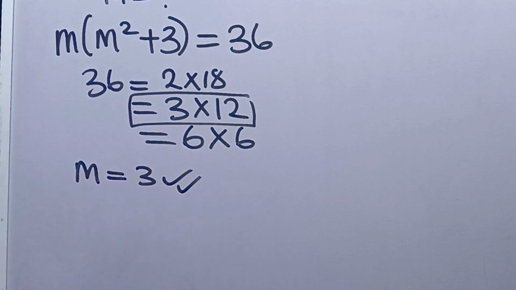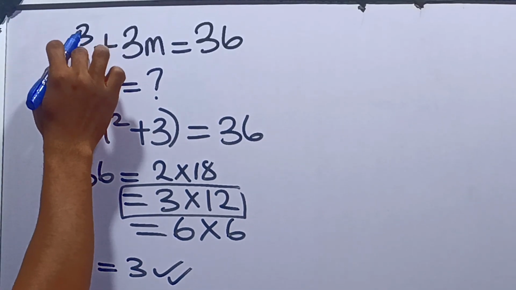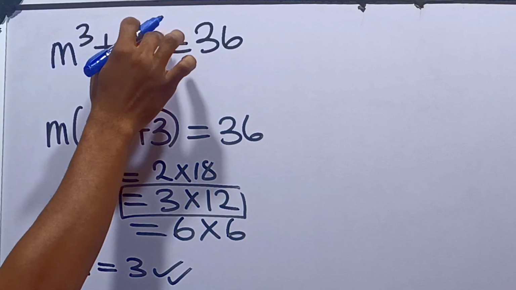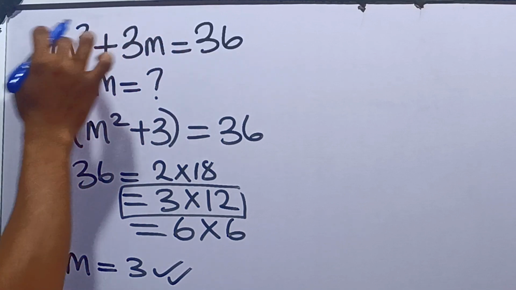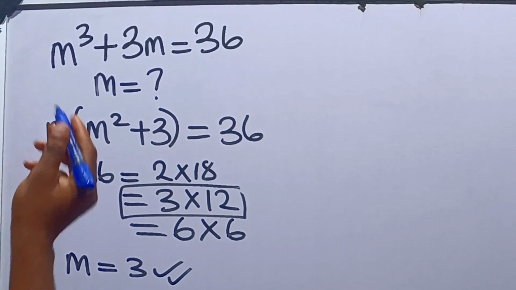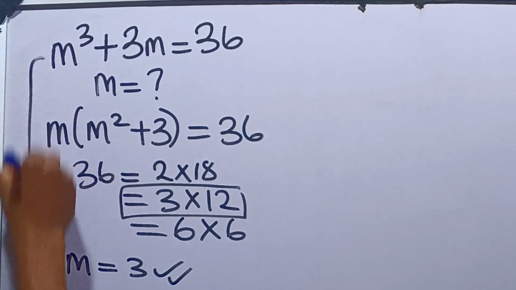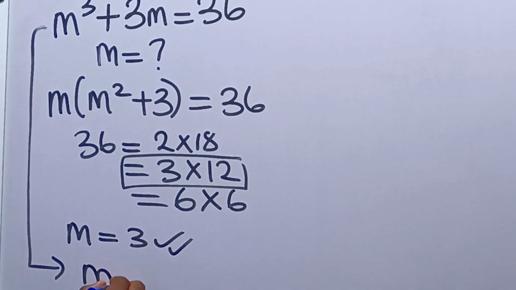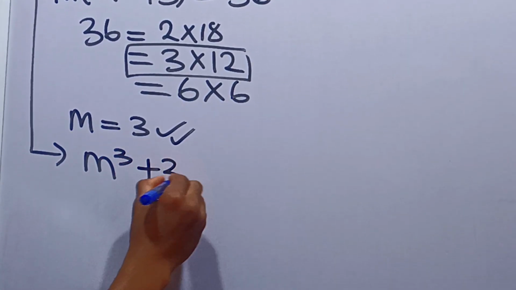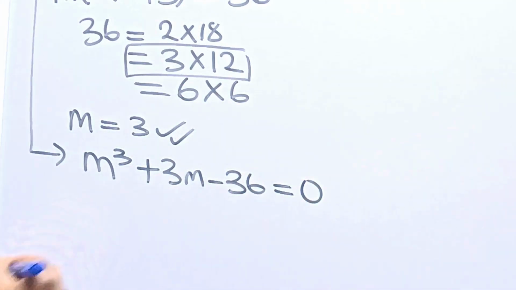Okay? But then, moving on from here, you can say the highest power of m in the equation is m raised to power 3, plus 3m raised to power 1. So the highest power of m here is 3. So we can say that the number of answers for m is going to be equal to the highest power of m, which is 3. So using this information now, we can go ahead and re-express this equation as m cubed plus 3m minus 36 equals 0.